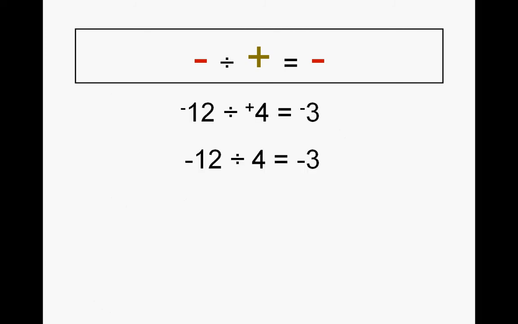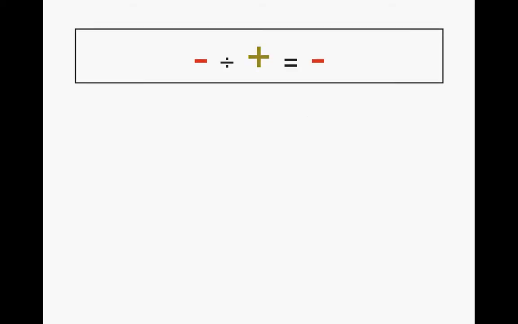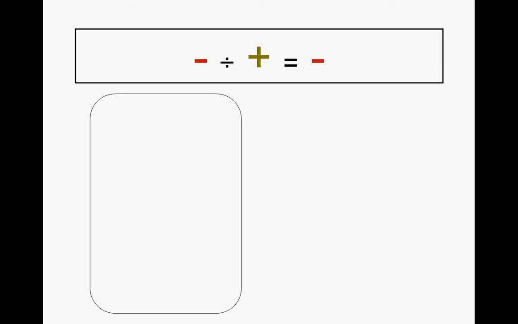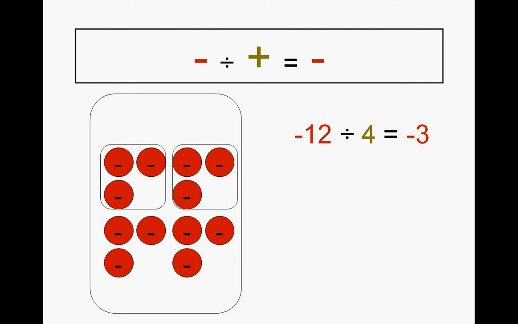If you have a negative divided by a positive, the same thing happens on the number line. You can take 12, which is 4 groups of negative 3, on an integer mat. It is showing 12, and it is 4 groups of -3 there.